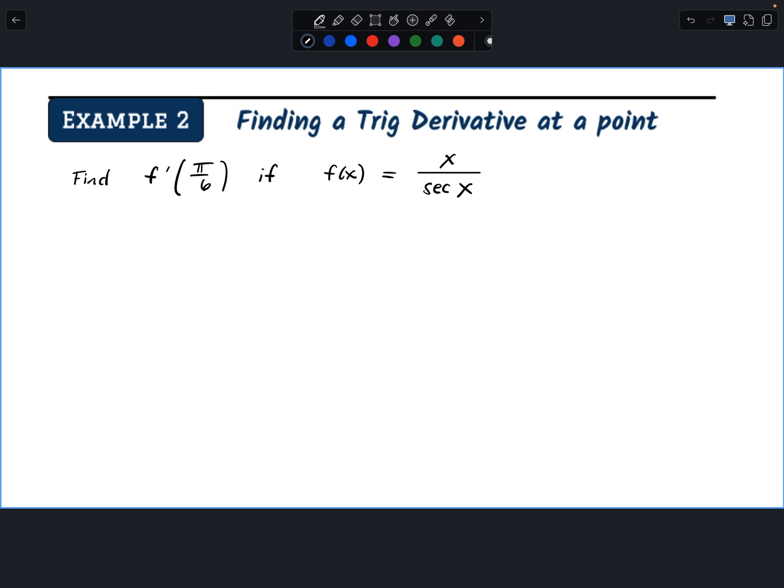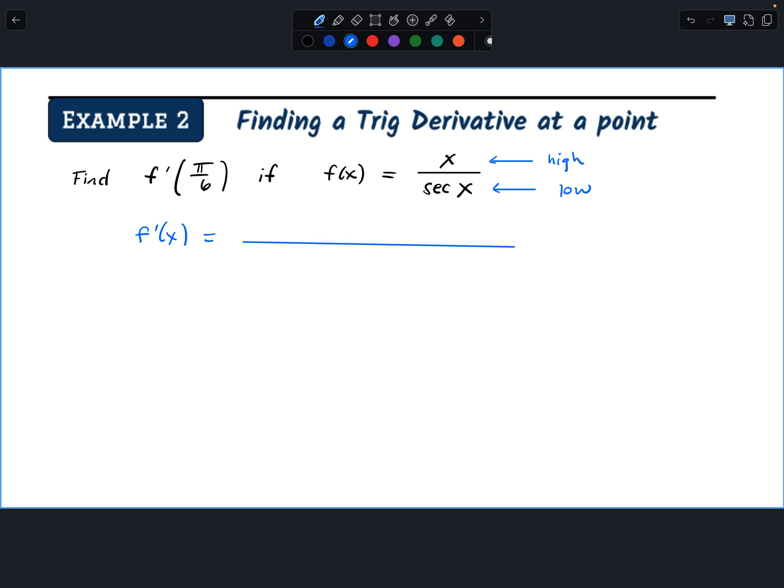Okay. So the first thing I need to do is take the derivative. I have two functions divided by each other, so I need to use which rule? Quotient rule. So quotient rule says, you guys remember what it is? Low D high minus high D low over the square of what's below.